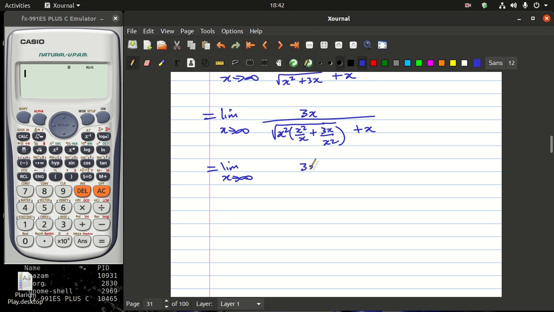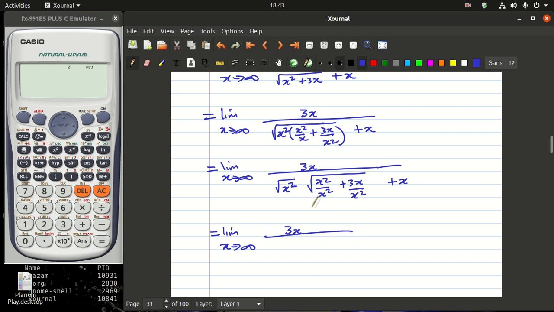So here I will end up having 3x, and then in the denominator I still have this. I'm going to split it to be x squared like this, and then inside I will end up having x squared divided by x squared plus 3x divided by x squared, and then plus that x there. I am still trying to figure out what is the highest power in the denominator. That's what we are doing here. So we end up having 3x, and then in the denominator, what is this thing here?